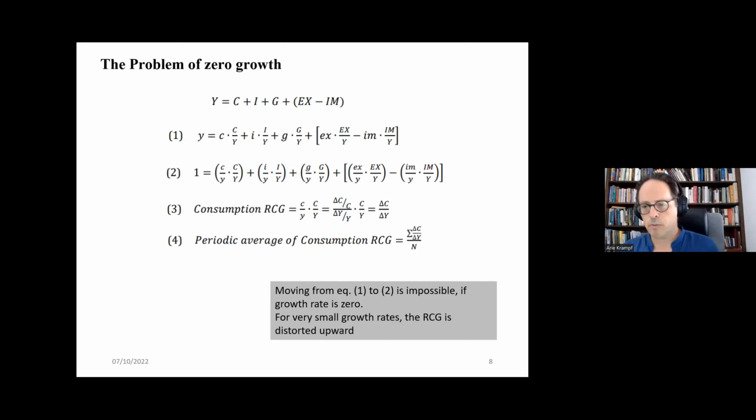Let us start with the problem of zero growth. When we move from equation 1 to 2, from the equation of contribution to growth to the relative contribution to growth, we divide both sides by the GDP growth rate. But what happens if the GDP growth rate is zero or very close to zero? In this case, the result is infinity, and it distorts our results. The only condition under which it would not be infinite is if each variable on the right-hand side is 0 too, and as I will show you later, this is not the case. So the problem is distortions when the GDP growth rate is very low.